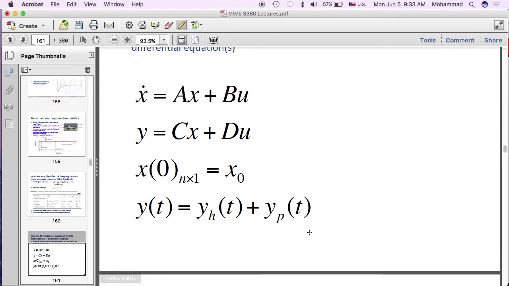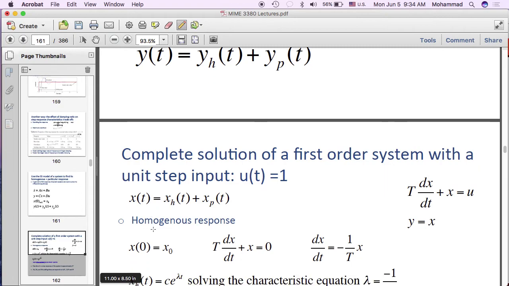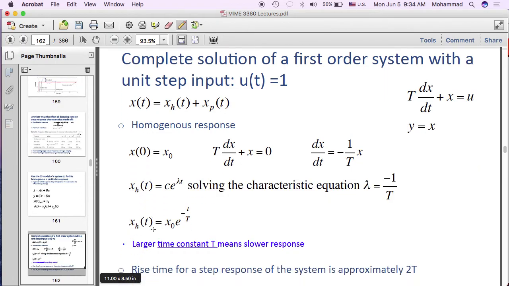Now, when we say we want the response, it means that we want y as a function of time. And y has two portions, like any other differential equation. It has the homogeneous part and it has the particular part. Homogeneous is when there is no input, so u is 0. In homogeneous you are capturing the effect of initial conditions and only initial conditions. In particular, you capture the effect of the input. So let's look at each of them one at a time.